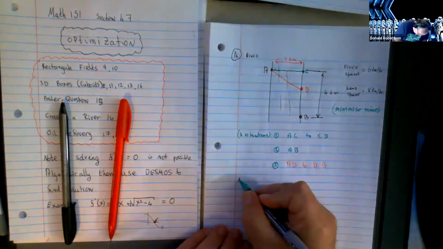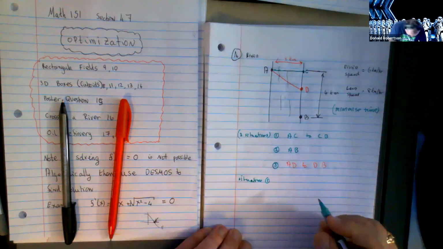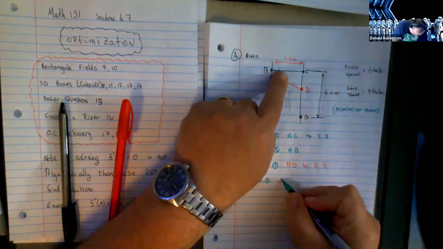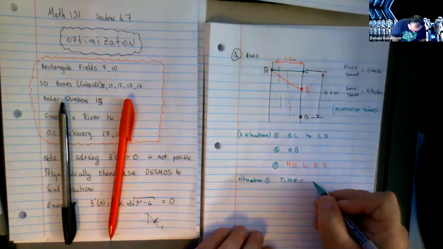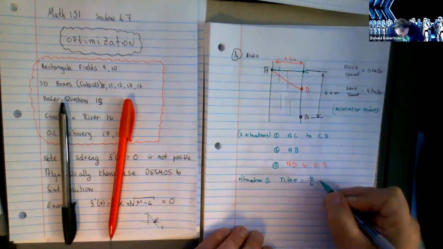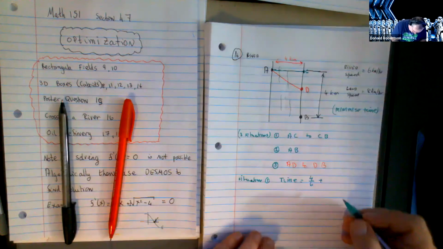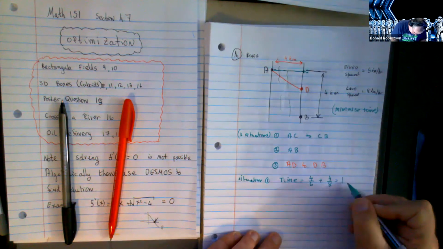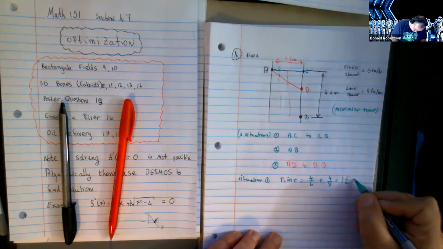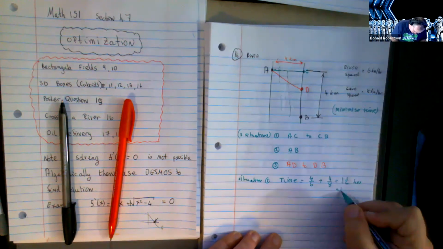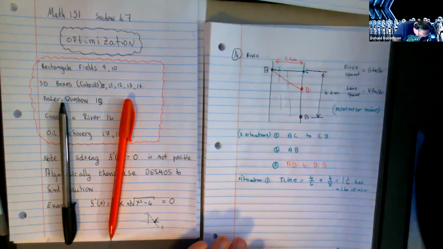So here is situation 1 again. A to C is 4 kilometers. So let's find out what the time it would take. 4 kilometers traveling at 6 is 4 over 6. That's how long that would take. And from C to B is 4 kilometers at that speed, so that's 4 over 8. And the answer you get is 1 1/6. So that's about 1 hour, 10 minutes. That's pretty fast.